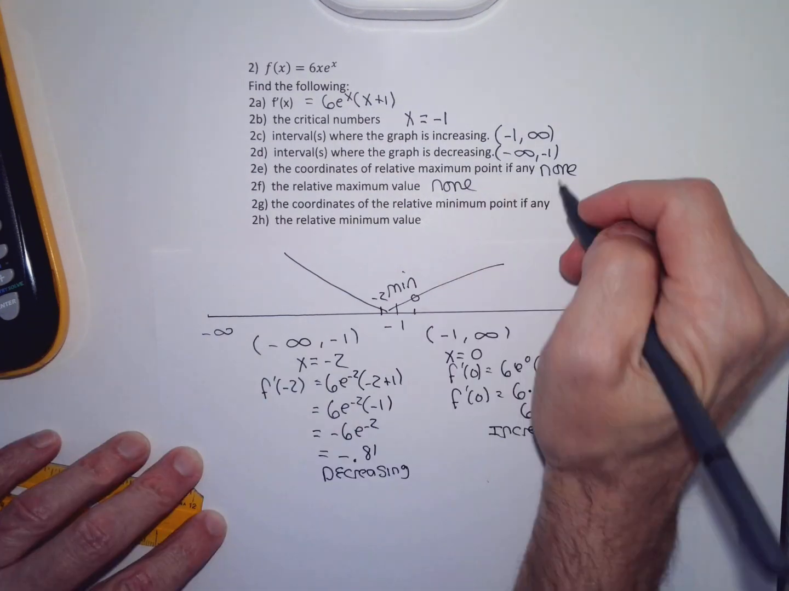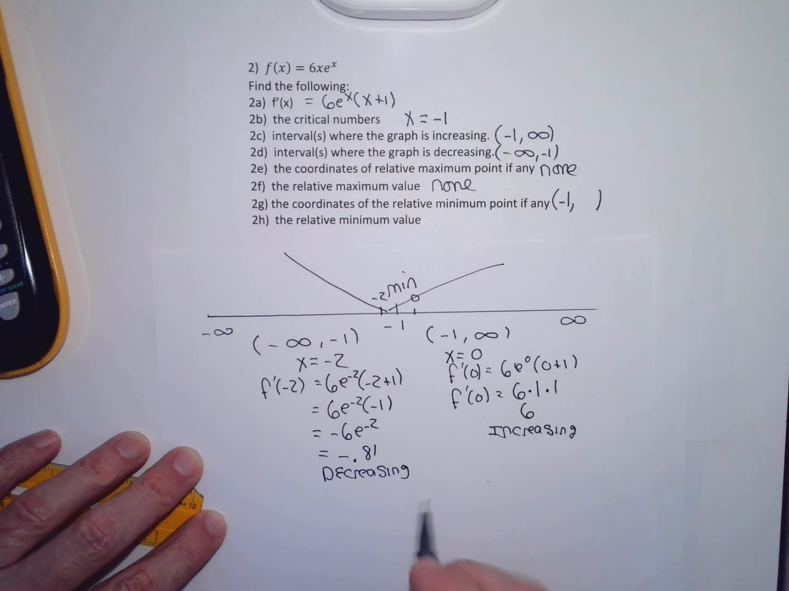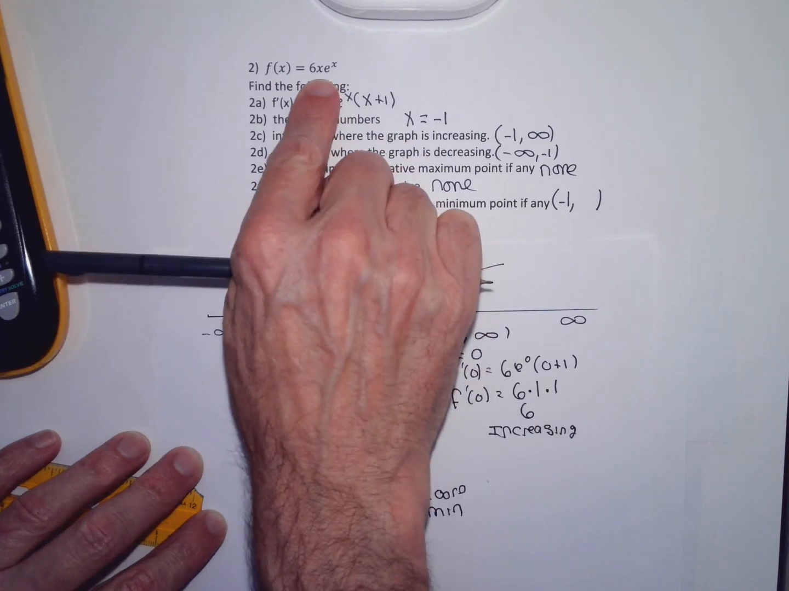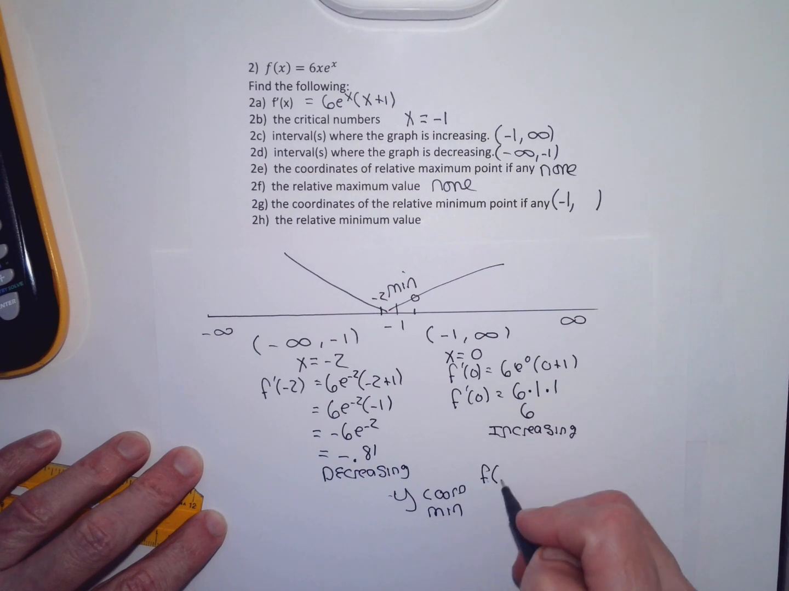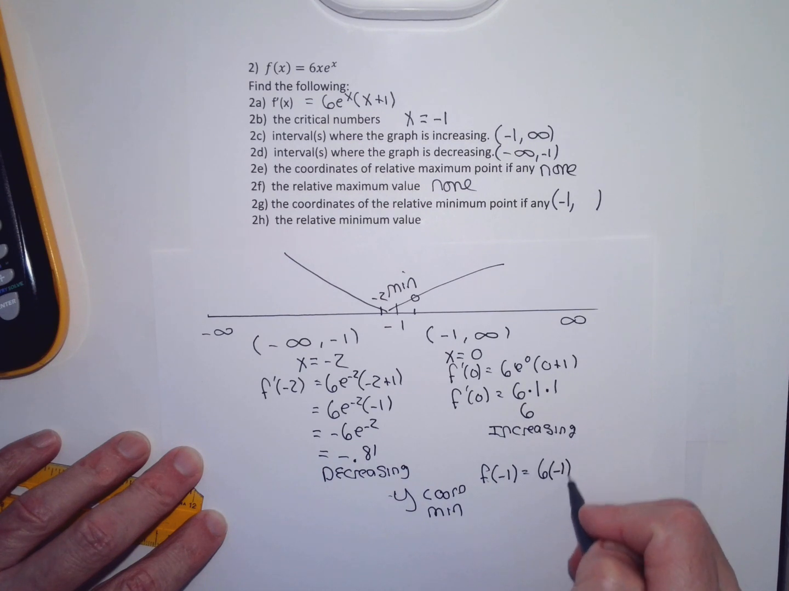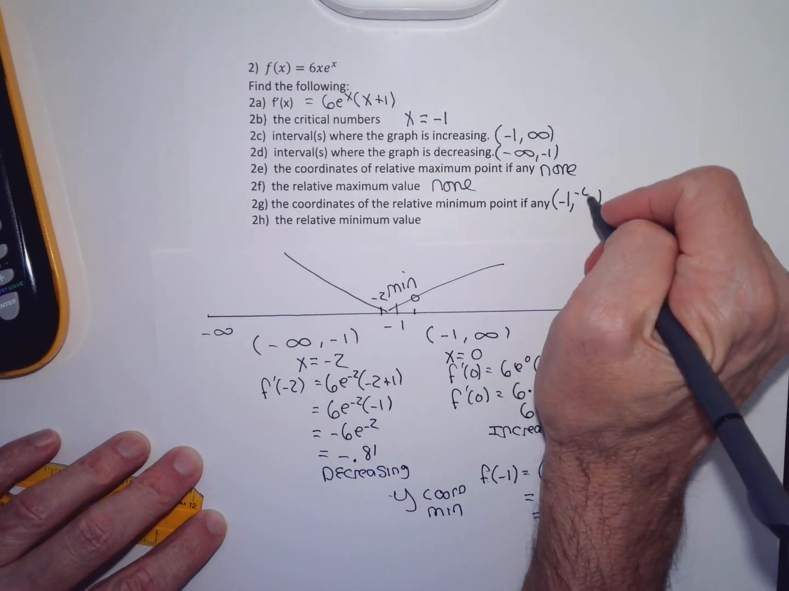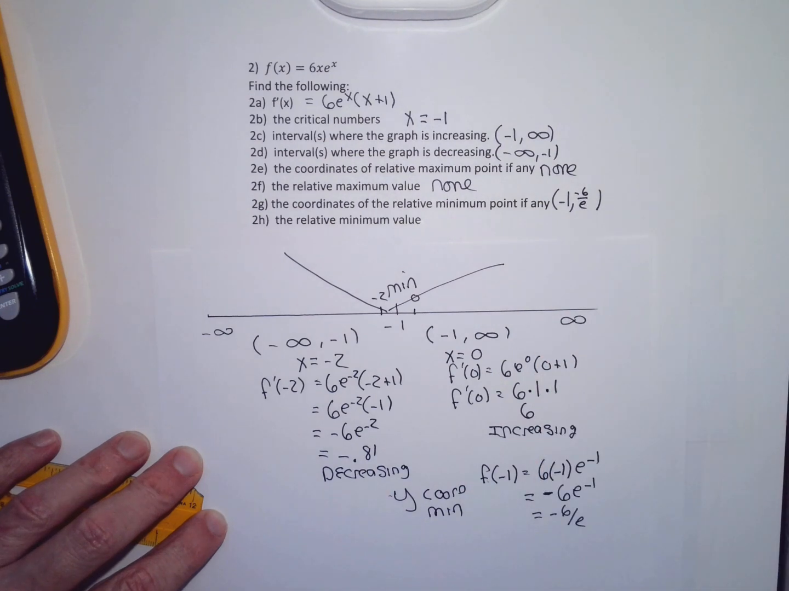For the coordinates of the minimum point, I know the x coordinate is -1. I need to do the math to get the y coordinate. So the y coordinate of my minimum, I use the original function and plug -1 in. I do the original function evaluated at -1, which is going to be 6 times -1, e to the -1. That's -6 e to the -1, and I would write that as -6 over e. Make that e to the -1, 1 over e. So my relative minimum point is -1, -6 over e.